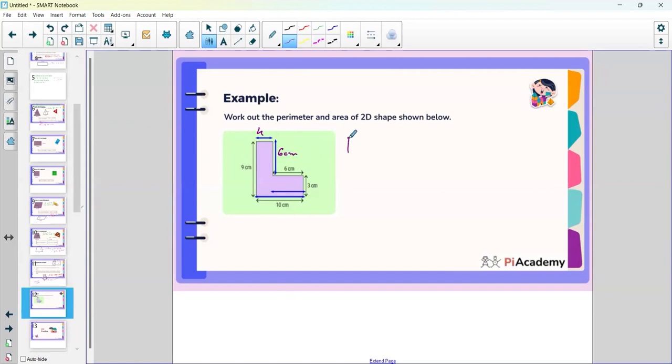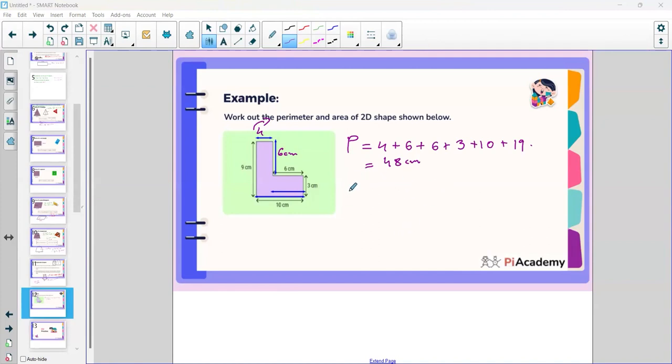Right? So perimeter would be adding up all the outer lengths starting from here, going clockwise. 4 plus 6 plus 6 plus 3 plus 10 plus finally 19. So 6 plus 4 is 10. 10 plus 6 is 16. 16 plus 3 is 19. 19 plus 10 is 29. And 29 plus 19 is how much? This is 48 centimeters, right? So the perimeter of the shape is 48 centimeters.